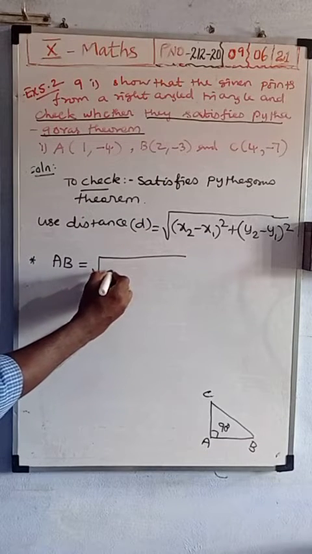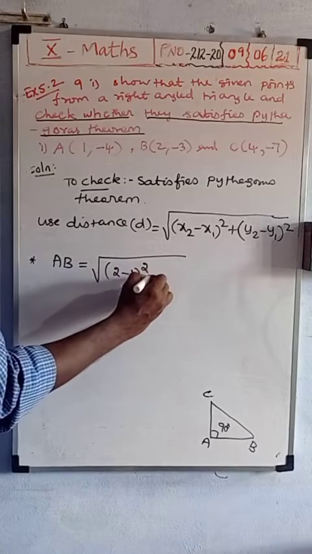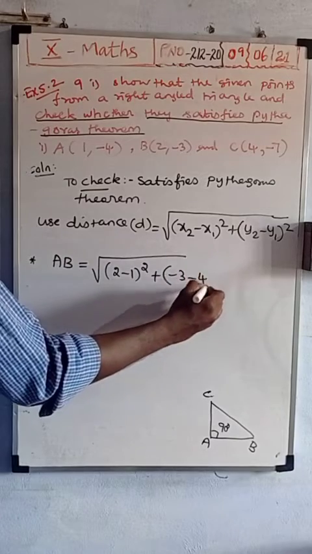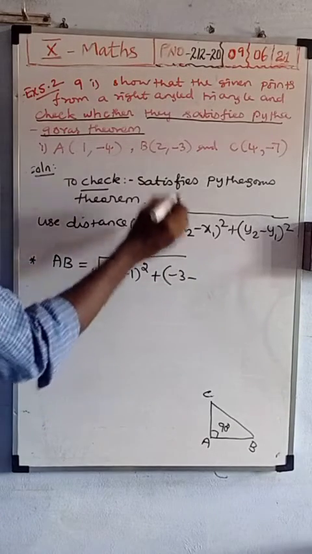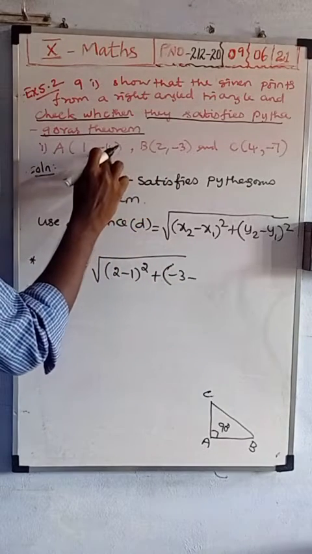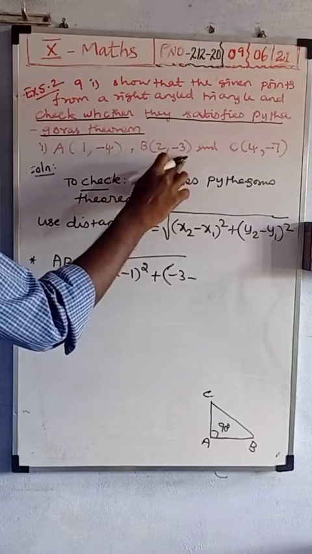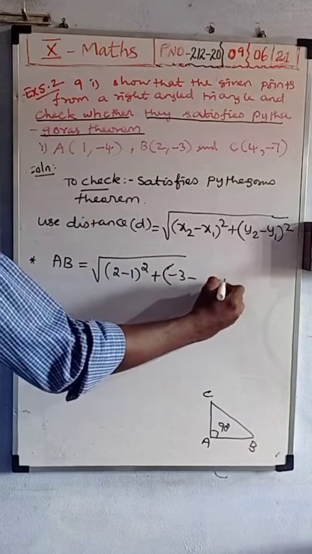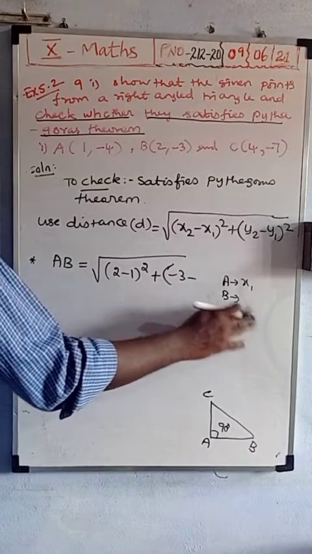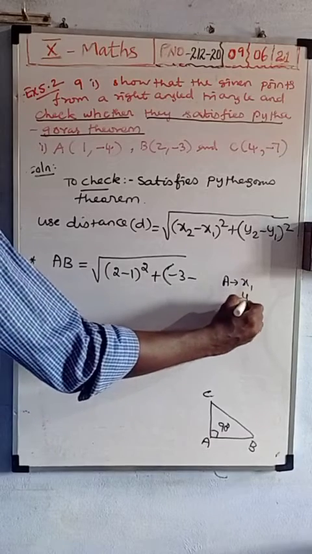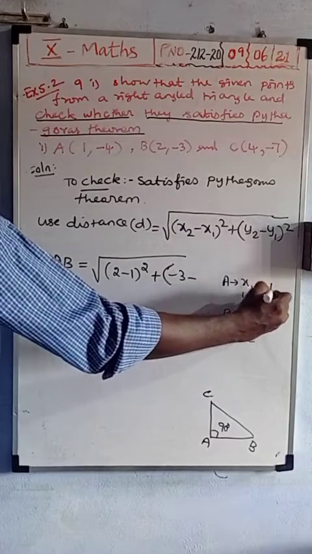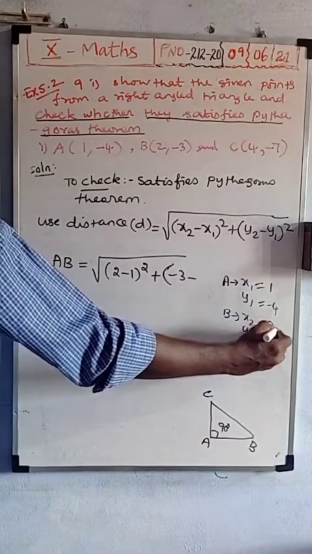Then first x2 minus x1, (2 minus 1) to the whole square, plus y2 minus y1, that is minus 3 minus of minus 4. Here y2 is minus 3, y1 is minus 4. Or else, if there is confusion, write on this side: A point is x1, y1, B point is x2, y2. Now A point is (1, minus 4), B is (2, minus 3).